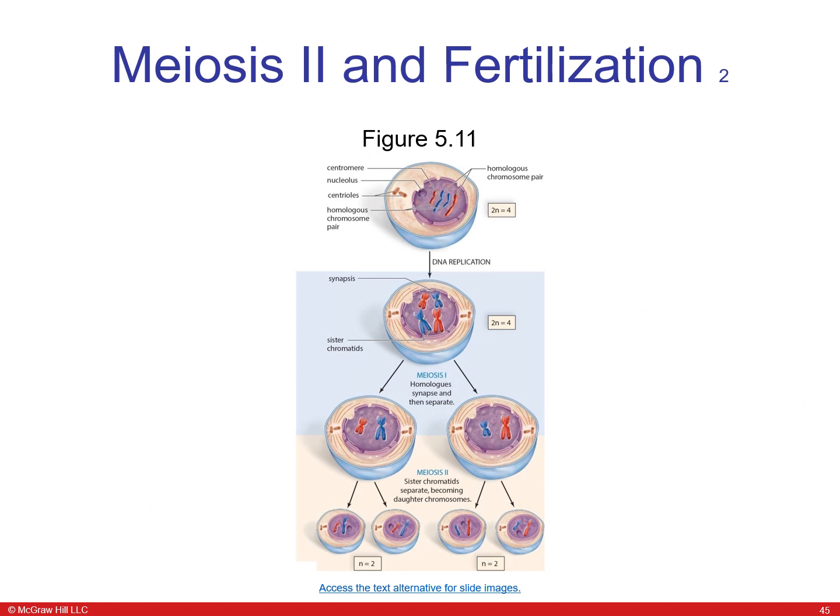So here's a diagram showing one diploid cell that in the end, going through all of meiosis, turns into 4 cells, and they are haploid in nature. So we went from 2N to 1N.